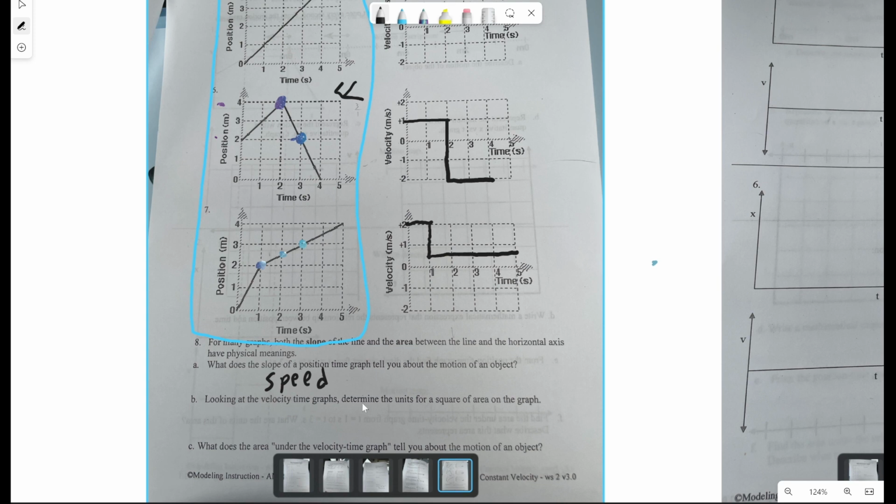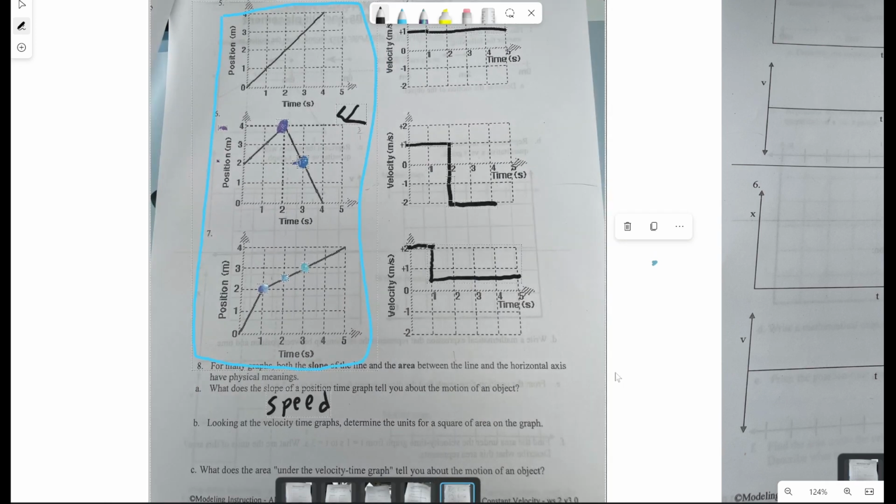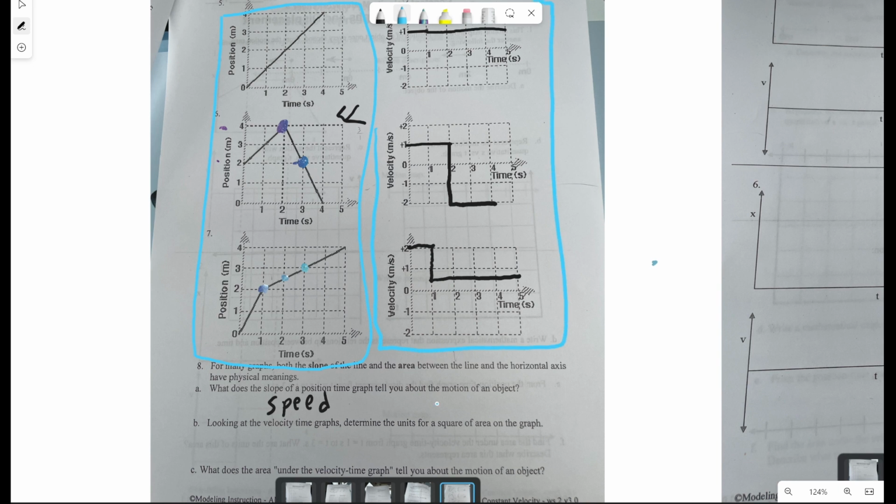Letter B, looking at the velocity time graphs. Now we're looking at these other ones, the velocity time graphs. What determines the units for a square area on the graph? Now this one might be very confusing. So now we're looking at these graphs on the right, and it's asking, I'll use the highlighter here, what does this square mean? What does the unit for the square mean?